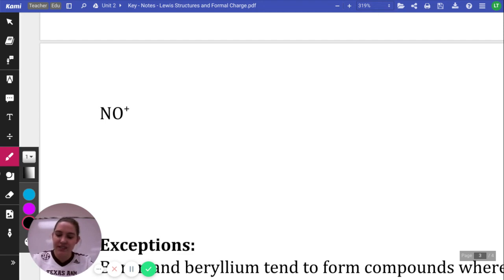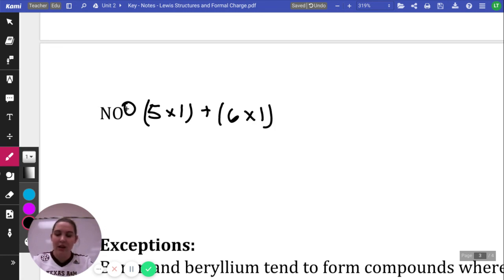All right, so we know nitrogen has 5 valence electrons, and we have 1 nitrogen plus oxygen that has 6 valence electrons, and we have 1 oxygen. Now, that positive sign tells me that I have lost 1 electron. So I have 5 plus 6 minus the 1 electron we've lost gives me a total of 10 valence electrons here. Now, I just have nitrogen and oxygen, so there's no central atom there, so I'm just going to bond them together.